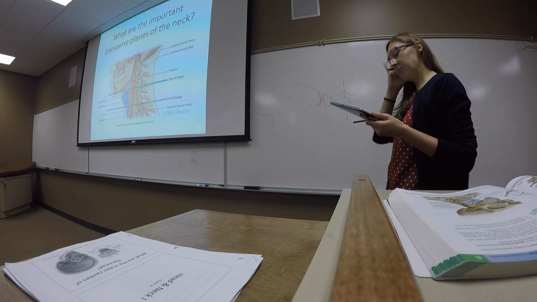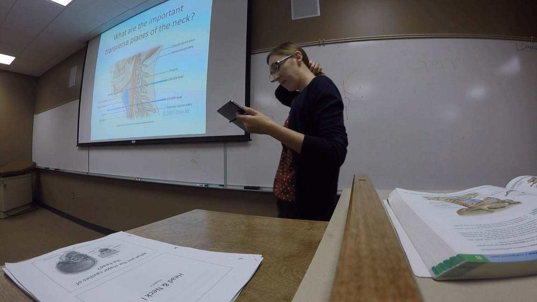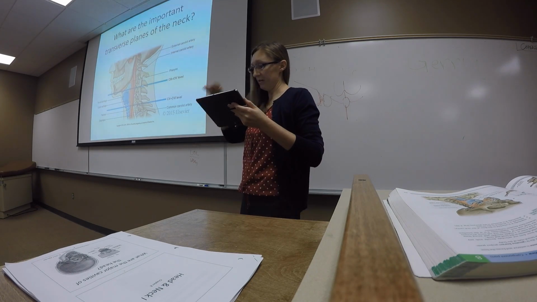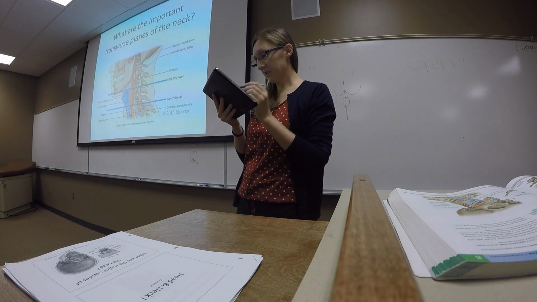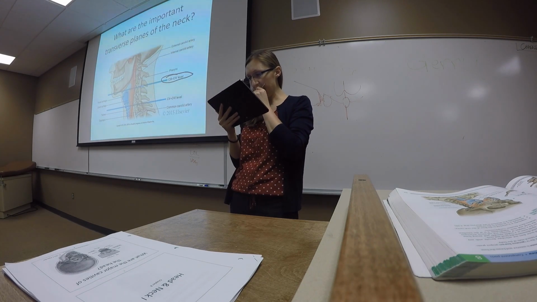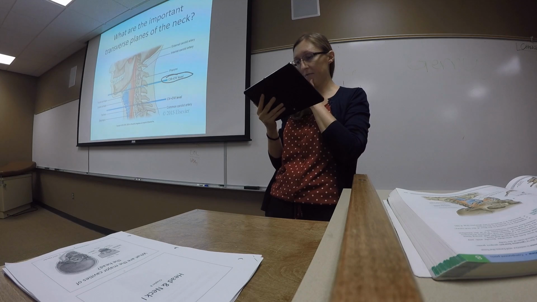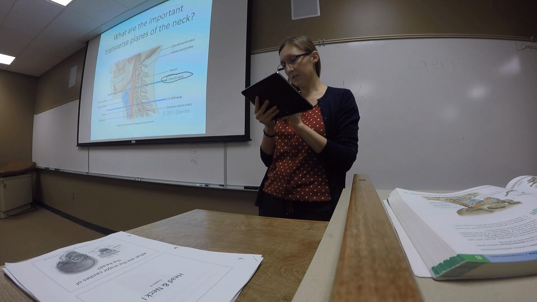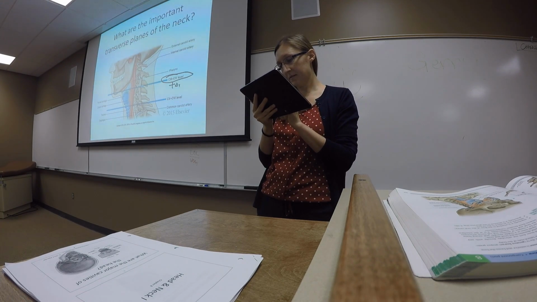So then, like we had in the thorax and the abdomen, we have levels that are really important. One of the levels is the level at C3, C4. There are several different things that happen at this level. It's the top of the larynx.